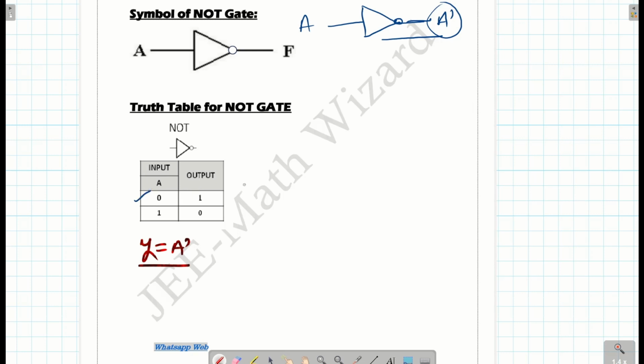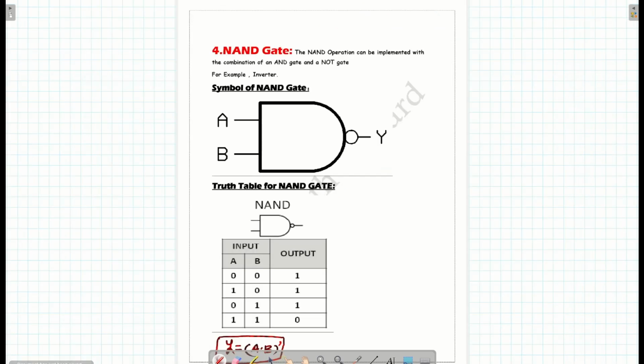When we input 0, then we get 1, and when we input 1, we get 0. 0 changes to 1, 1 changes to 0. Okay, so this is simple. Next, these are derived gates.